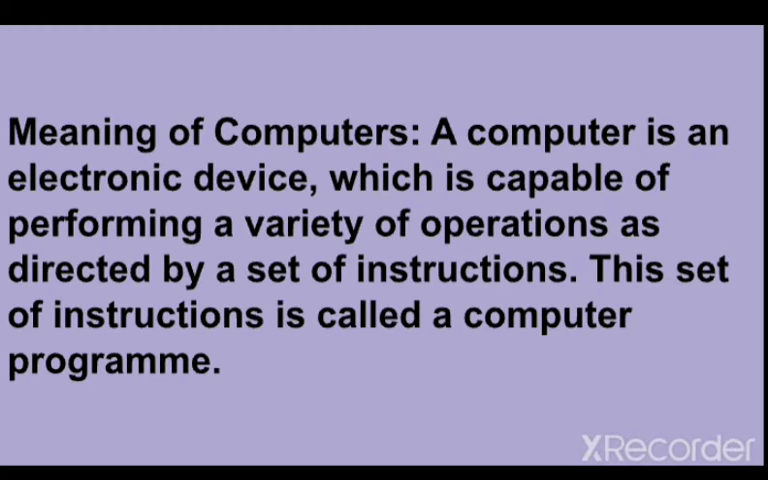First of all we will discuss the meaning of computers. A computer is an electronic device which is capable of performing a variety of operations as directed by a set of instructions. This set of instructions is called a computer program. I know you are already familiar with the meaning of computers, but I am revising it: a computer is an electronic device capable of performing a variety of operations directed by a set of instructions.